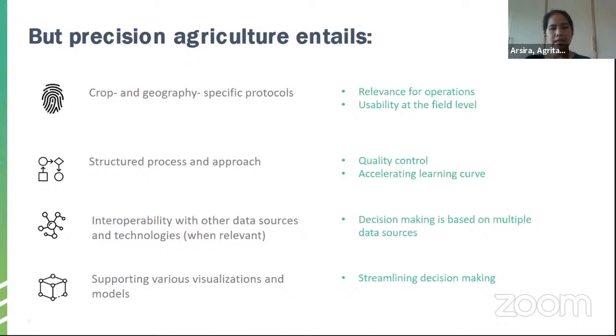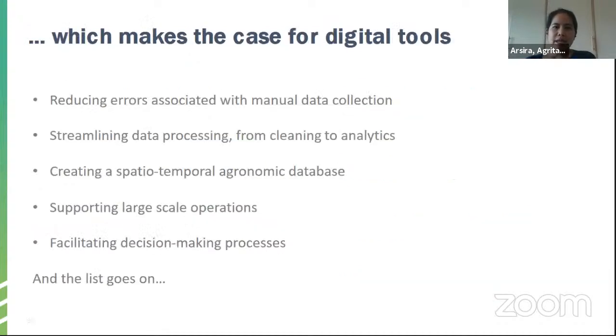The last part is supporting various visualizations and models. And these include, of course, forecast and data analytics. And the key here, I think, is to streamline decision-making processes, to reduce the errors and to be able to cross-check and ground truth very quickly what works and what does not. So you continue to improve from one season to another. And I think in this case, technology again has to be the means to an end. Digital tools can make a very strong case within the context of precision agriculture.